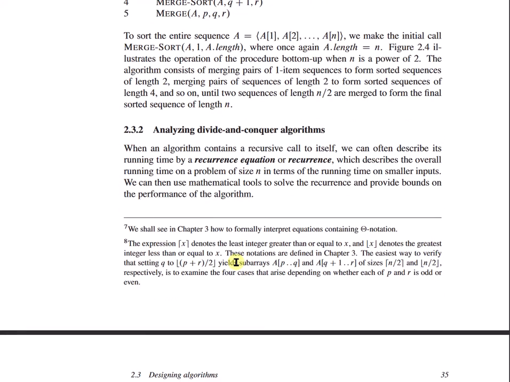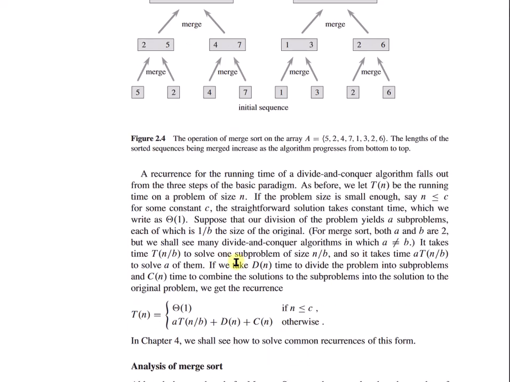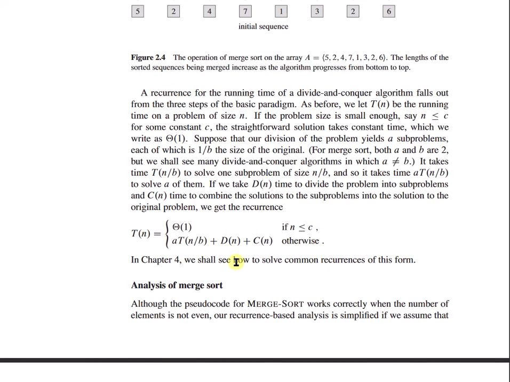Analyzing divide and conquer algorithms. When an algorithm contains a recursive call to itself, we can often describe its running time by a recurrence equation, or recurrence, which describes the overall running time on a problem of size n in terms of the running time on smaller inputs. We can then use mathematical tools to solve the recurrence and provide bounds on the performance of the algorithm. A recurrence for the running time.